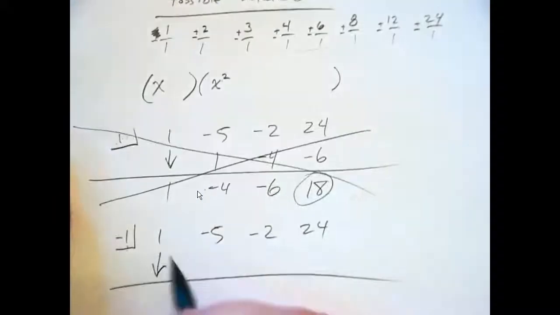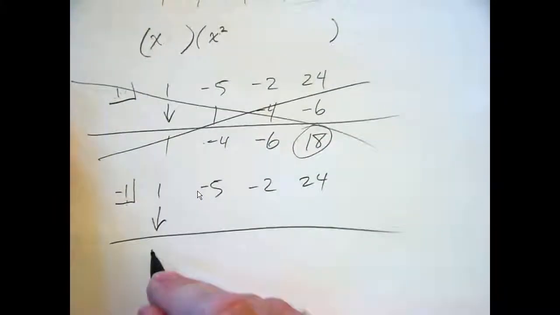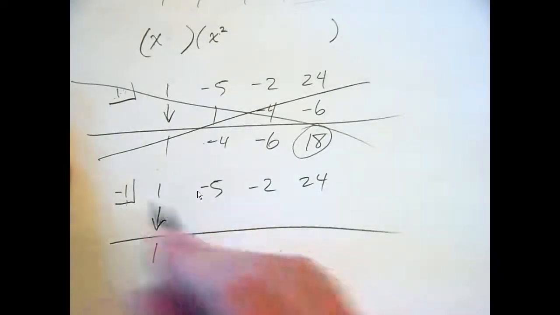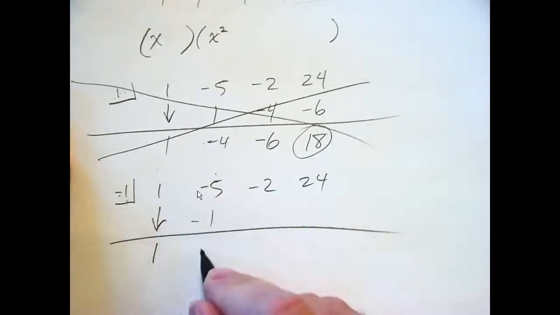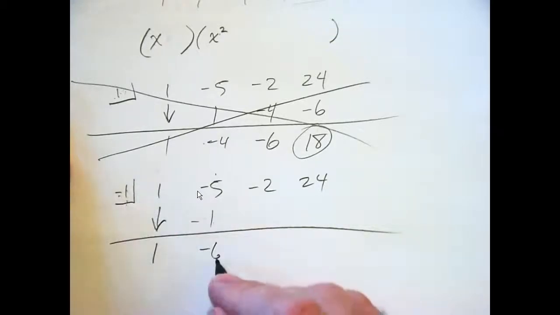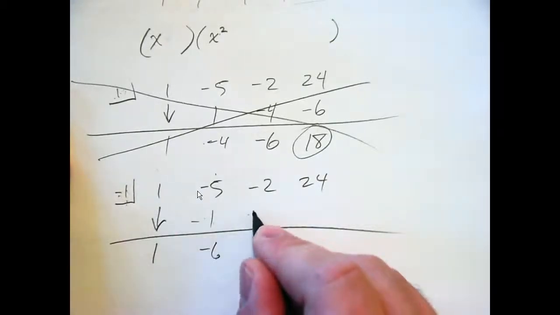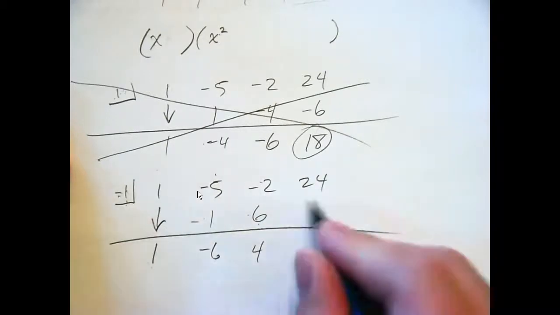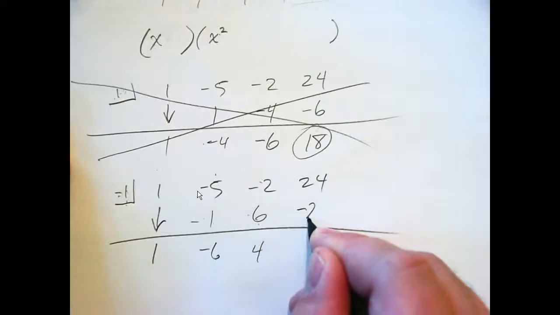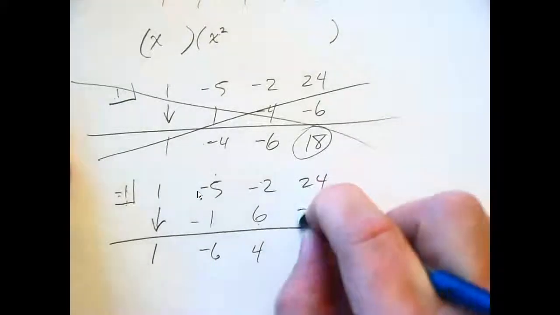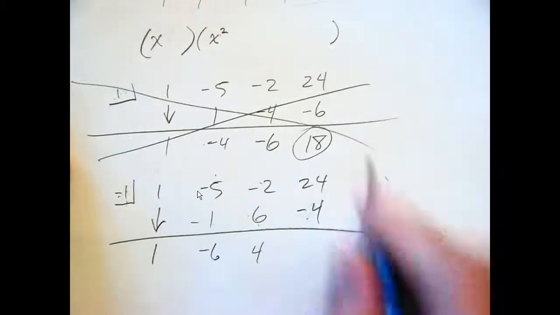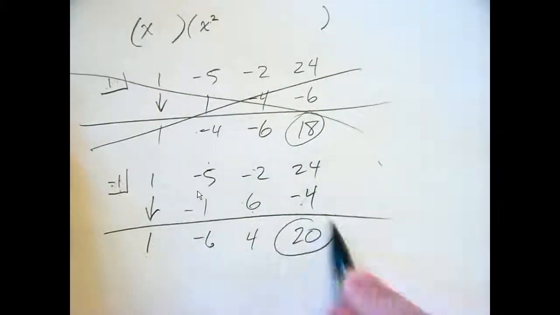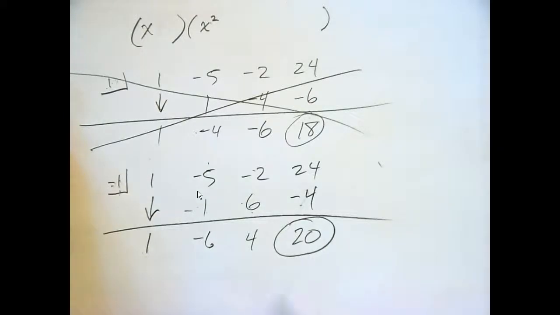Okay, so I try -1. Let's see if it works. What do I get? 1 here, -1, -6, multiply, 6, add, 4, multiply, negative, oh darn. Thought someone said -24. Shoot. Does it work? No, how come? Remainder 20. What do we want this to be?